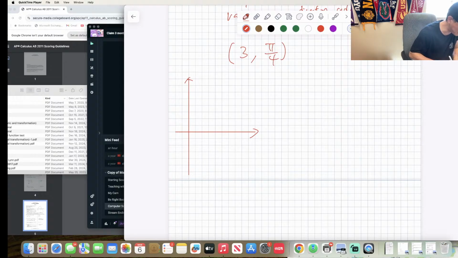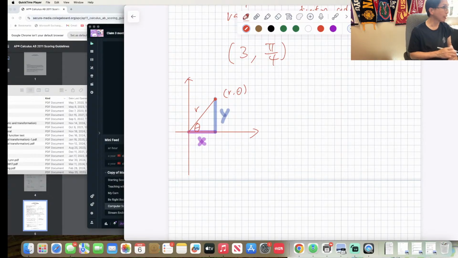So this is a point in some type of polar coordinates, with r and theta. This length is called the radius r, this length here is x, and this length is y. And also there is a theta. Okay, so there's always a triangle here, and there's always a theta. This is something that you guys already know.